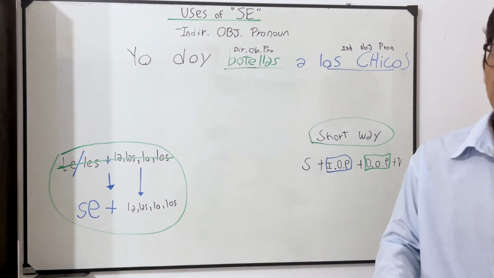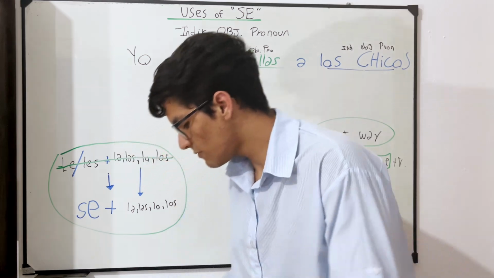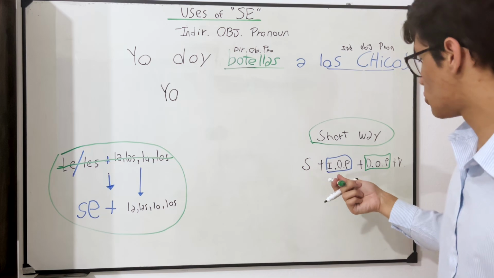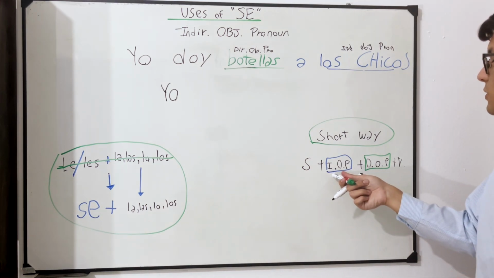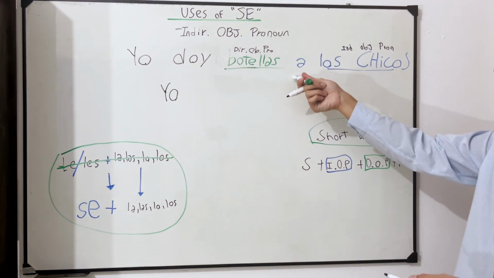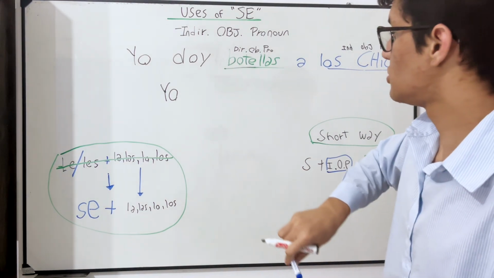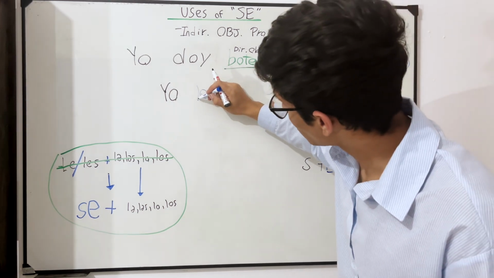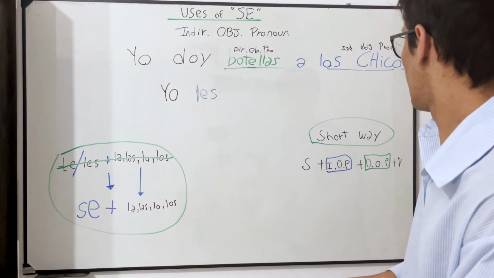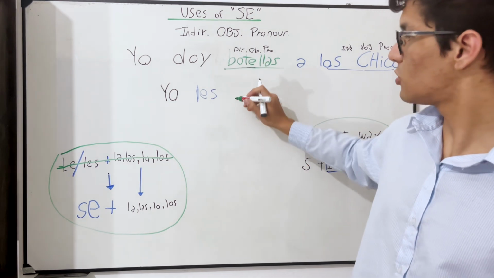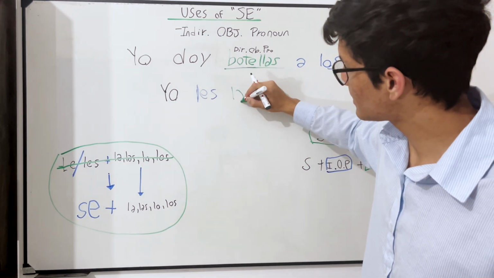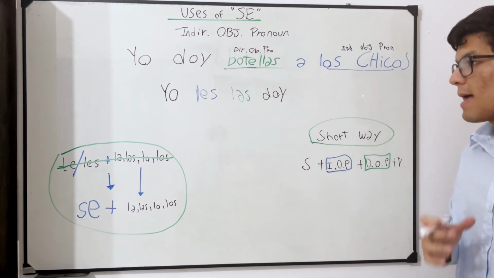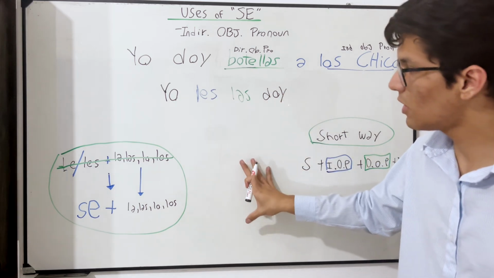So let's see this. It's a bit harder, but let's see how it is. We firstly start with I, yo. Then remember the short way of this type of sentences. Then we continue with the indirect object pronoun, that is the guys. So we are going to say yo les, because this means them. And then we say the direct object pronoun, that is botellas. Yo les las, and the verb doy. Yo les las doy.